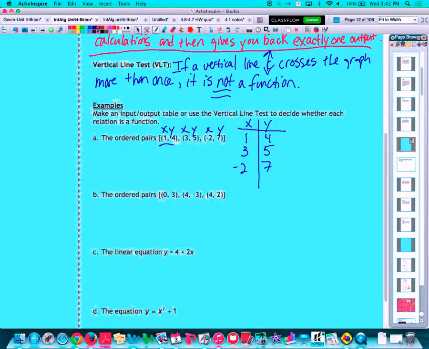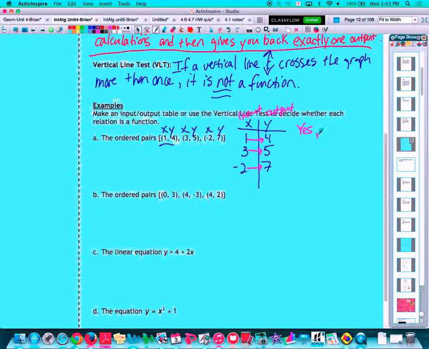Every input, notice, 1 goes to an output of 4. So you can think of this as an input, the x is the input and the y is the output. So 1 goes to 4, 3 goes to 5, -2 goes to 7. So that is a function. Every input goes to exactly one output.